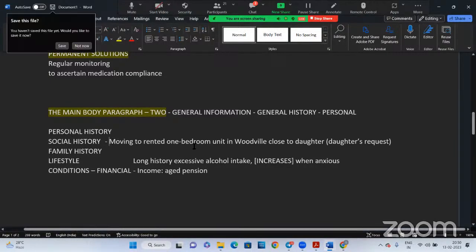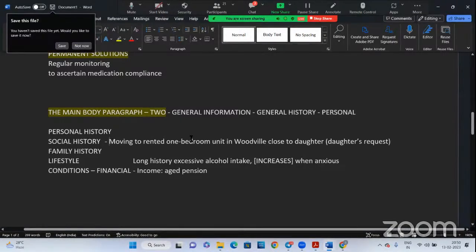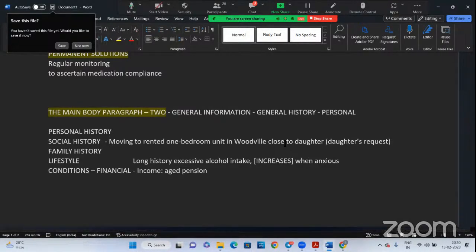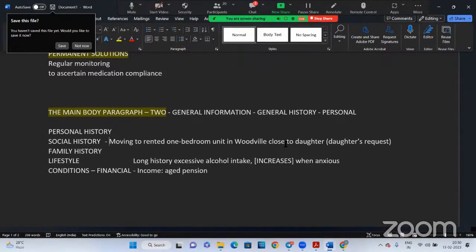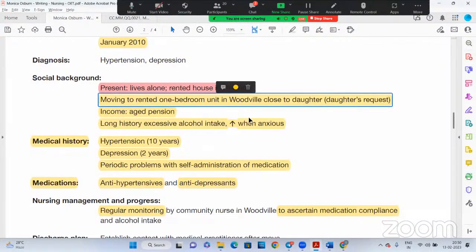She's moving to a rented one-bedroom unit in Woodville, close to her daughter. That means she's living alone, and the daughter will come and go off and on. She will be monitoring, but will not stay with her mother; she will come and watch now and then. So she is not totally alone. At least for some time, the daughter will come and sit with her in the morning, afternoon and evening. She will bring food and take care of whatever she requires. When she wants to go to hospital or community health, or a nurse comes here, whatever it is, somebody is there. So that is the point.